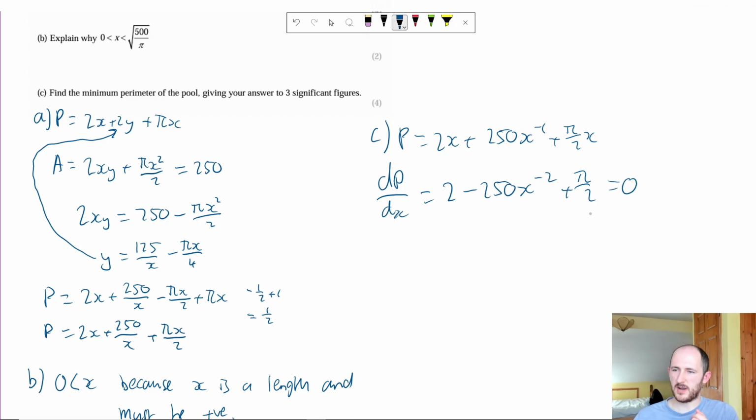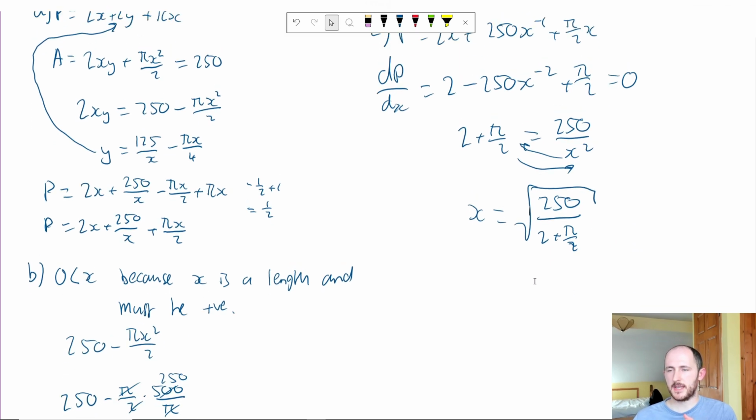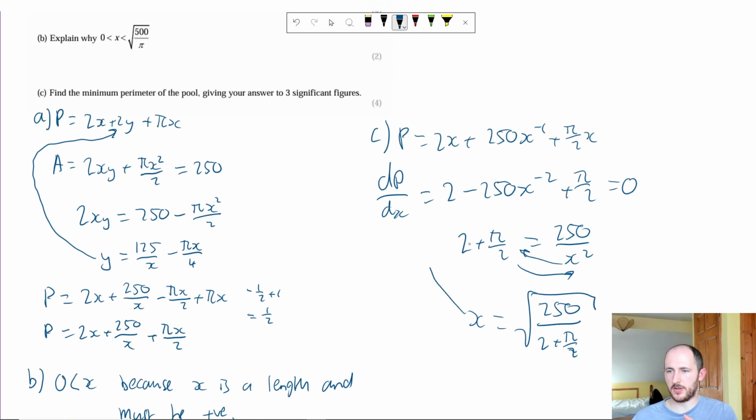We can't really add those two together, sadly. Pi over 2 equals... And again, we're going to write it in terms of x squared. And then moving this around, we get x is equal to the square root of 250 over 2 plus pi over 2. So I'm going to give you a second just to think about that. We've swapped the x squared and this whole thing, and then we've square rooted it. Then all we do is we sub that back into the original to find the perimeter.